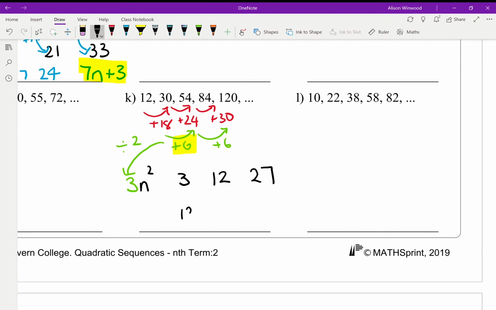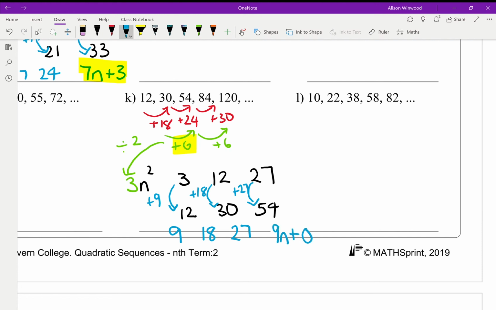Then I compare those to my original sequence of 12, 30, 54. To go from 3 to 12 I add 9, 12 to 30 I add 18, 27 to 54 I add 27. So looking at those blue numbers, 9, 18, 27, they're going up by 9s, and they start at 9, so it's 9n plus 0. So my overall nth term formula will be 3n squared plus 9n plus 0.